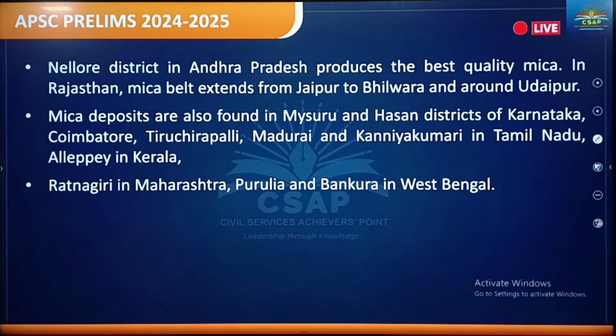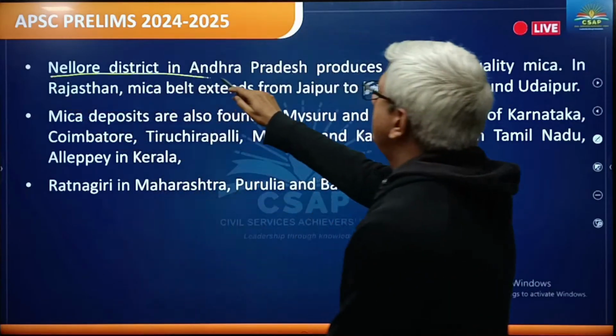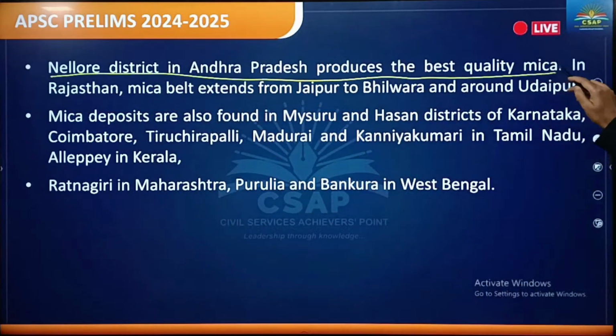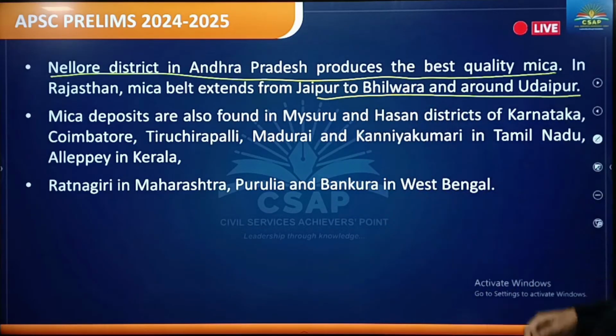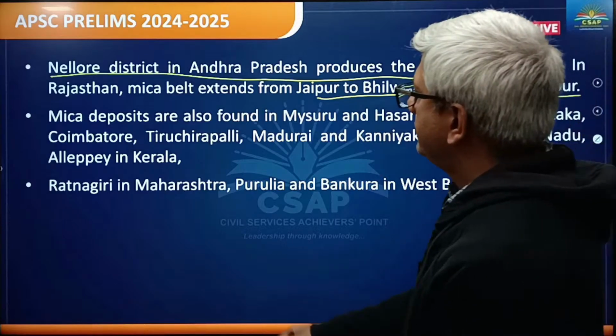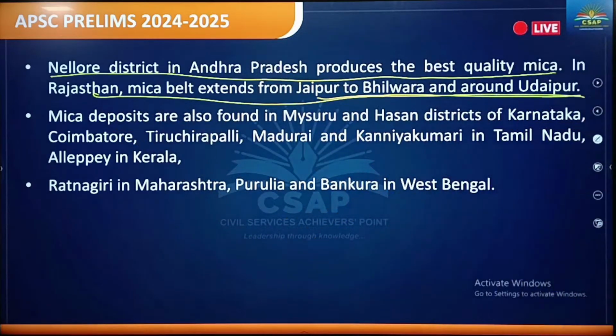Nellore district in Andhra Pradesh produces the best quality mica. In Rajasthan, the mica belt extends from Jaipur to Bhilwara and around Udaipur.